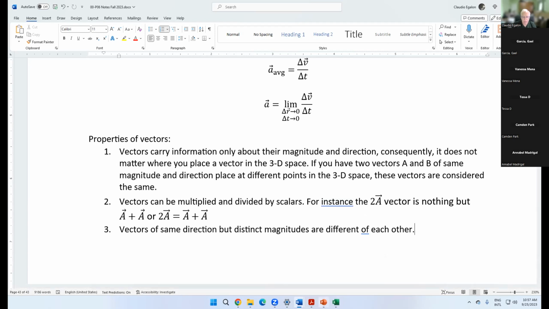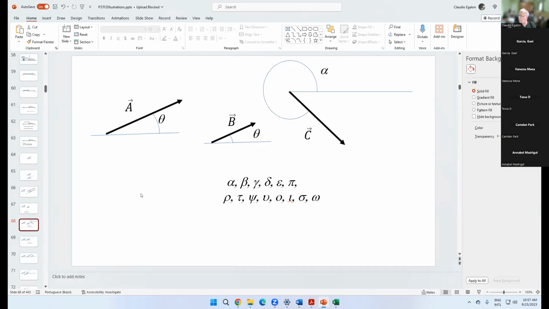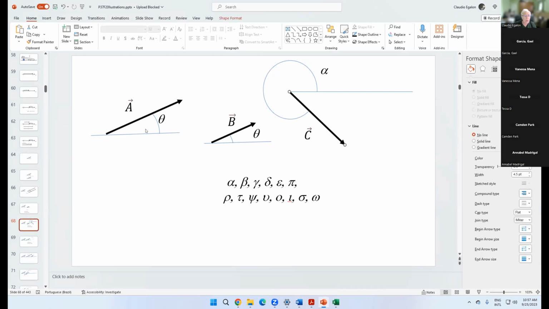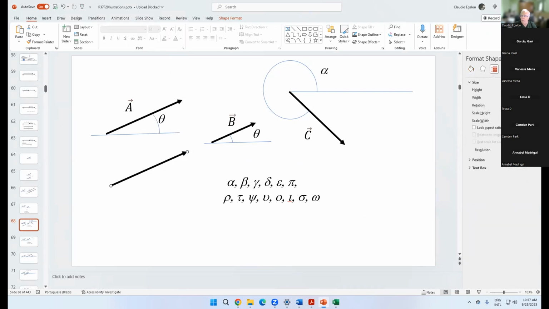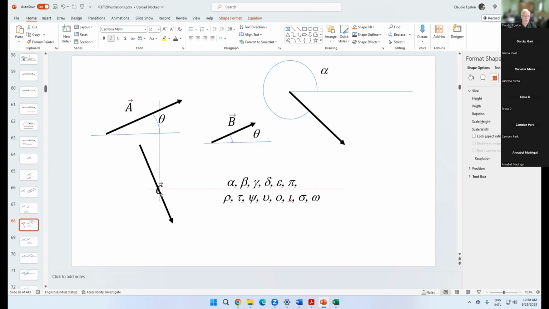Let's see if you have something else before I go. Any questions so far? We're going to get into a break very soon. Okay, this vector here that you see, I'm going to copy and paste. And I'm generating another vector that has the same magnitude. And then I'm going to rotate this vector, let's say 90 degrees. Okay. And then I'm going to call this vector vector C.